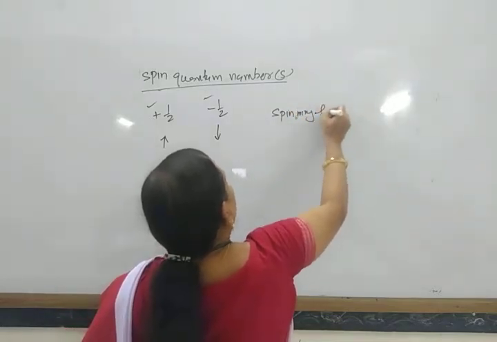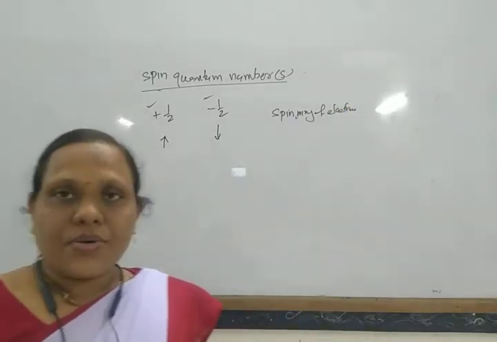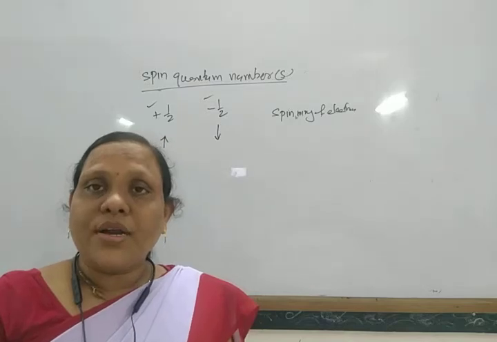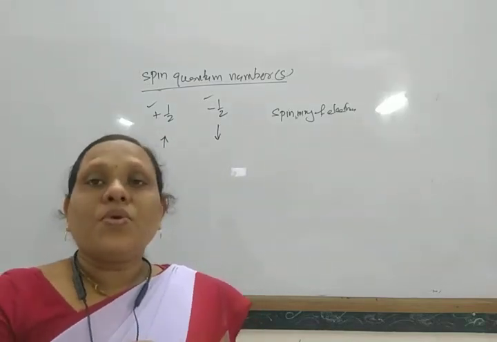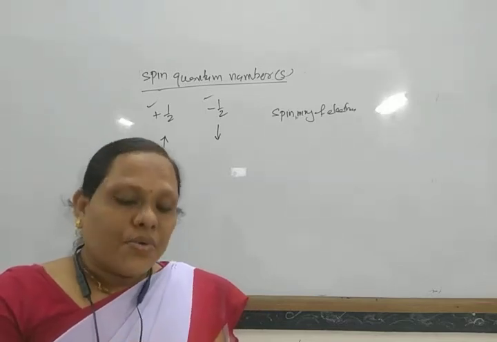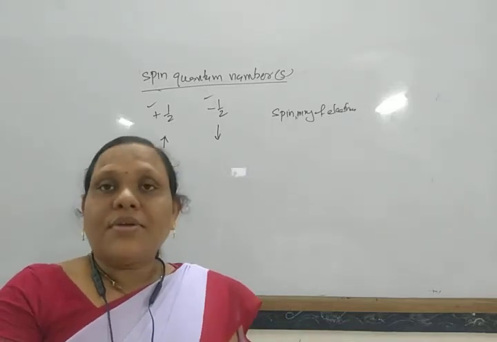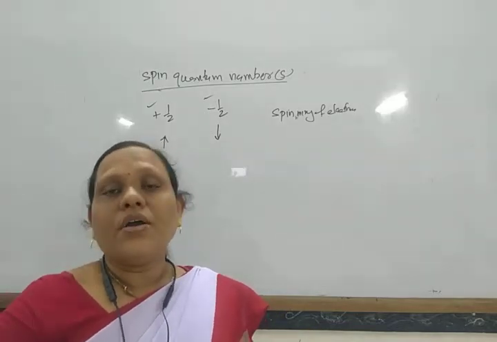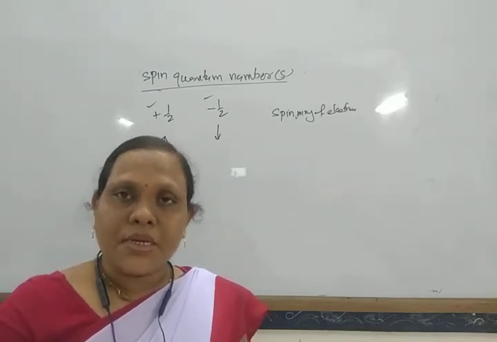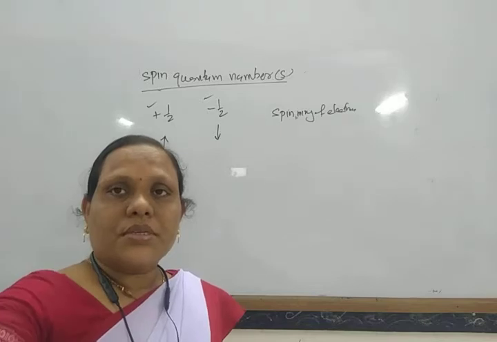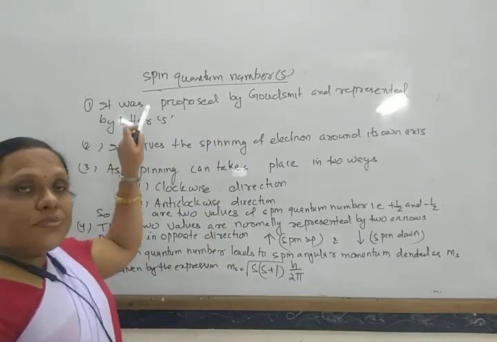The spinning of electron. So this describes the spinning of electron. An electron not only moves around the nucleus, it also moves around its own axis, around itself. That is either in a clockwise direction or in an anti-clockwise direction. And what are the points of this spin quantum number? Just note down these points.